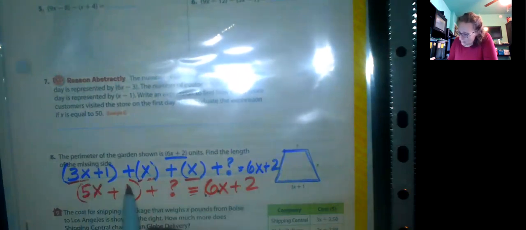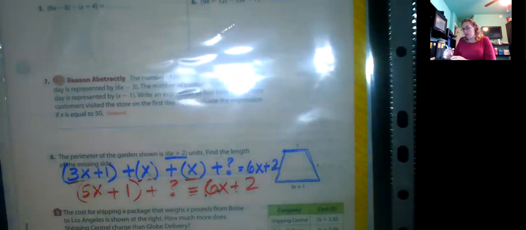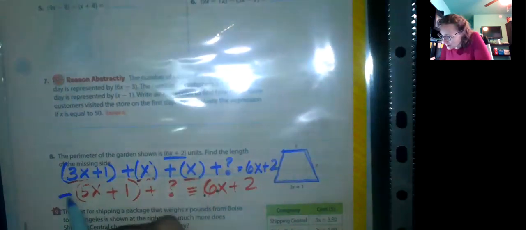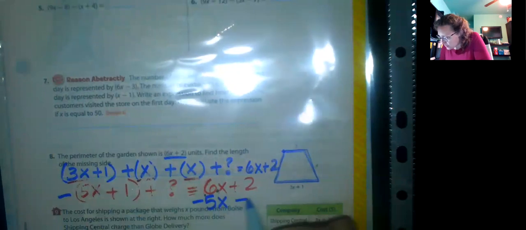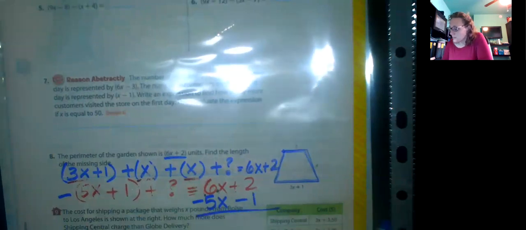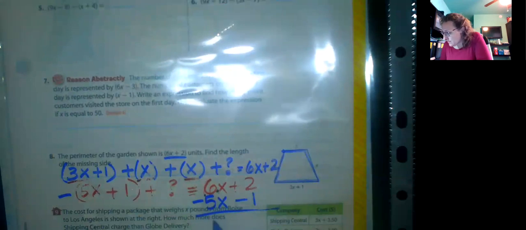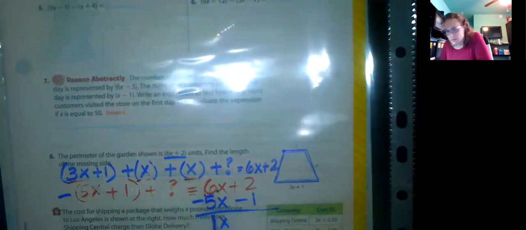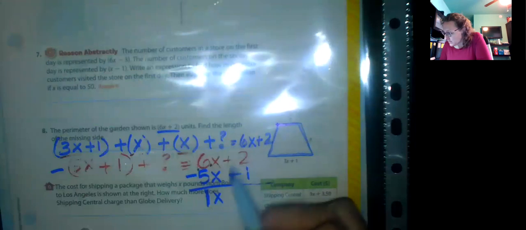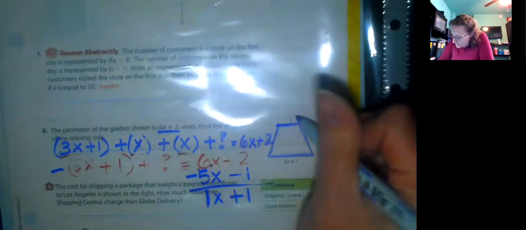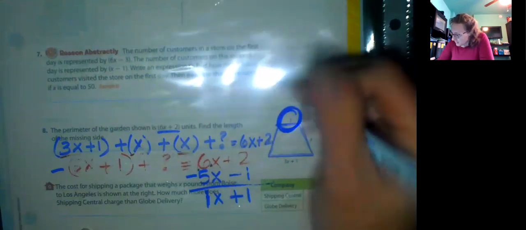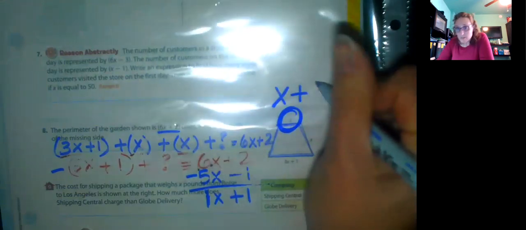Oops, my marker is fading. Okay. Now we're ready to subtract to find our answer. So I'm going to subtract this 5x plus 1. So I'm going to subtract 5x, and I'm going to subtract 1. So 6 take away 5, that leaves me with 1x. And 2 take away 1, that leaves me with a positive 1. So this missing side right here is x plus 1.